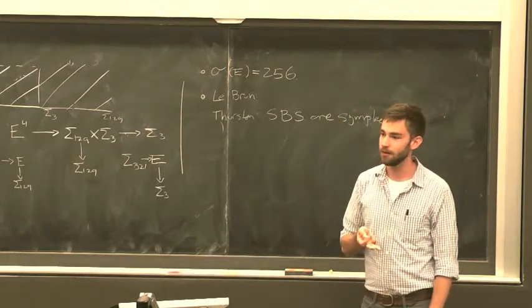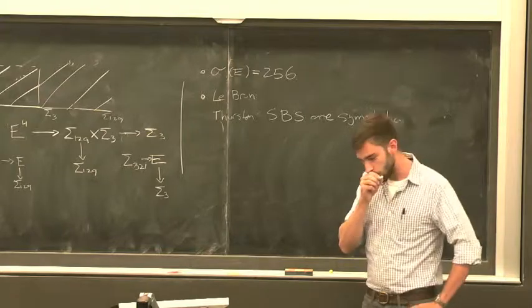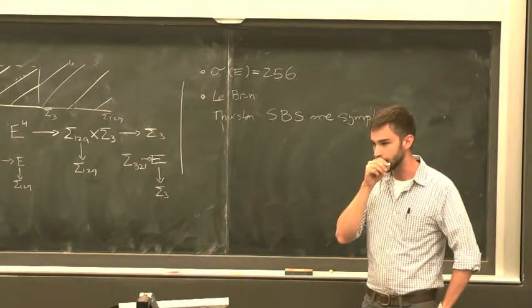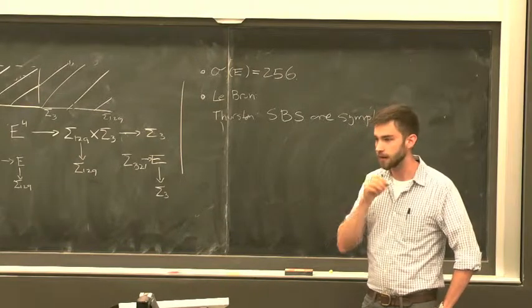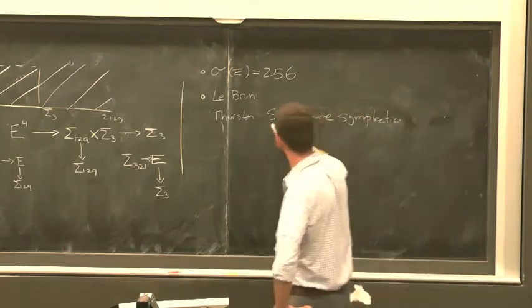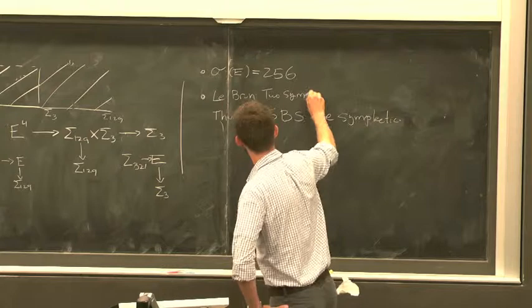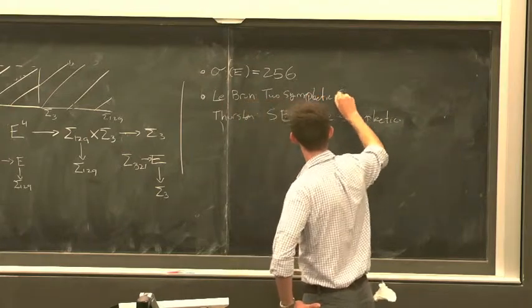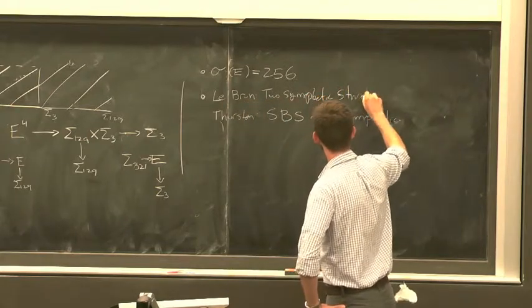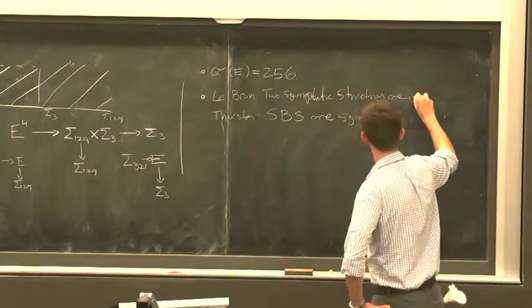Are they symplectomorphic though? Or is that known? I don't actually know. So LeBrun showed that the two symplectic structures are inequivalent.